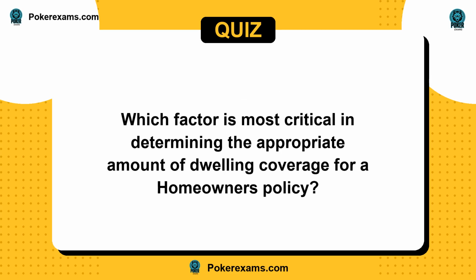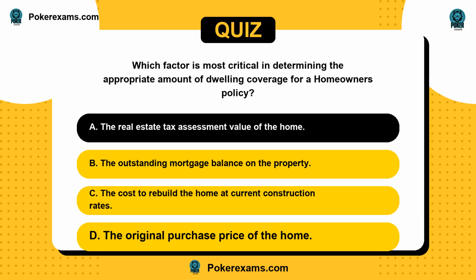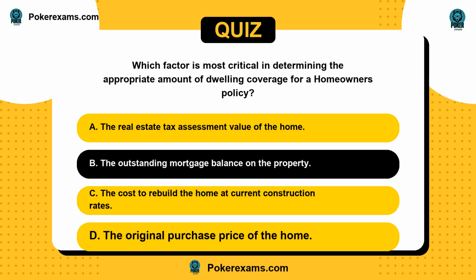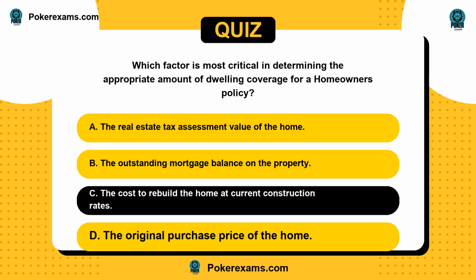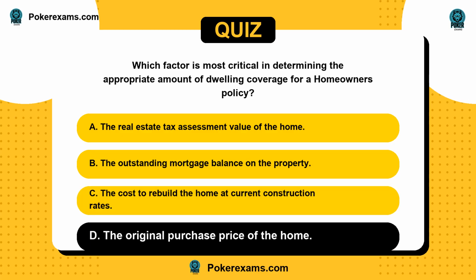Next question. Which factor is most critical in determining the appropriate amount of dwelling coverage for a homeowner's policy? Is it A, the real estate tax assessment value of the home? Or B, the outstanding mortgage balance on the property? C, the cost to rebuild the home at current construction rates? Or D, the original purchase price of the home?